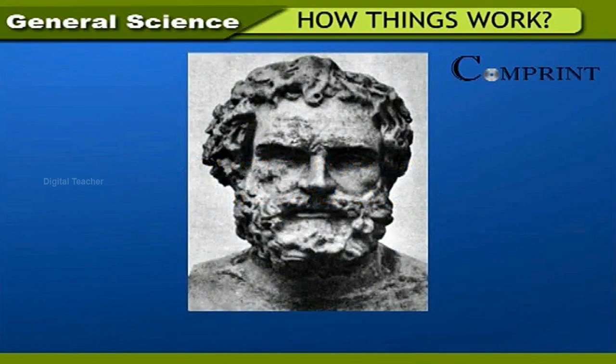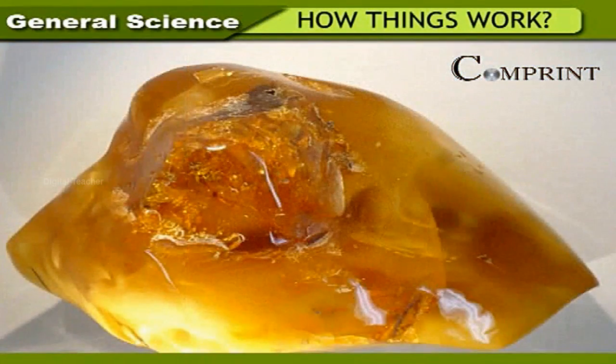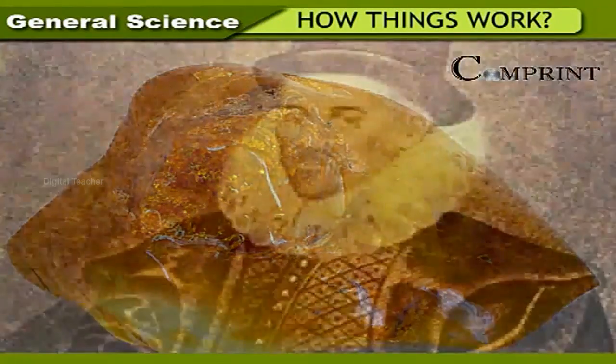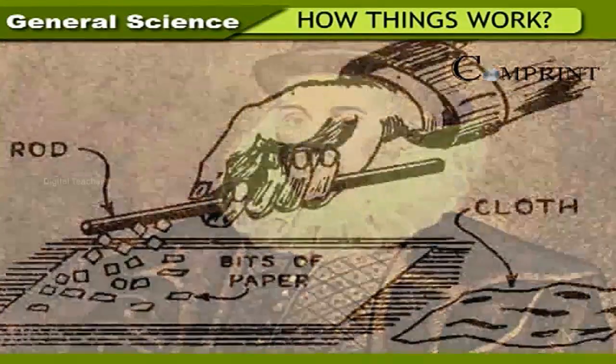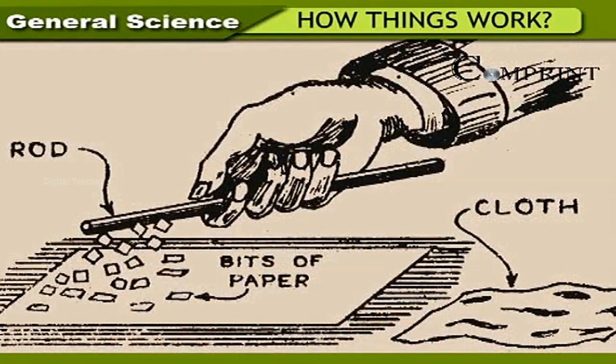In 600 BC, a Greek scientist, Thales, used his woolen coat to clean amber. He observed a strange behavior: the amber and woolen coat started attracting pieces of paper and cardboard. Later, in the early 16th century, an English doctor, Gilbert, proved that a glass rod attracts pieces of paper when it is rubbed with a silk cloth. He named it electricity.